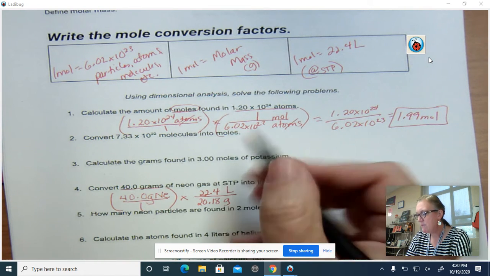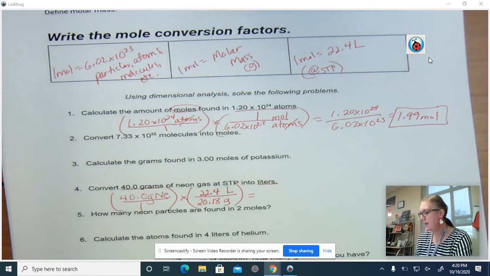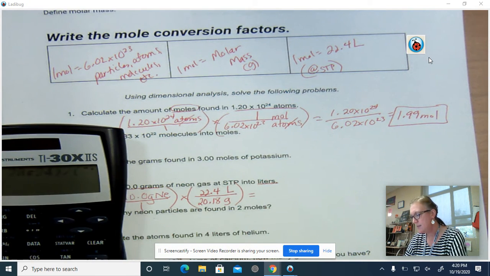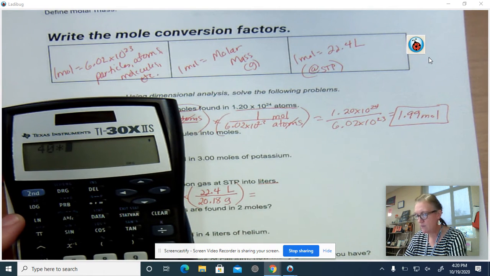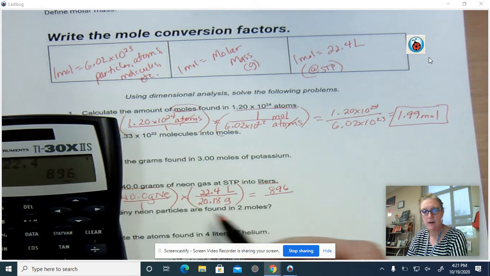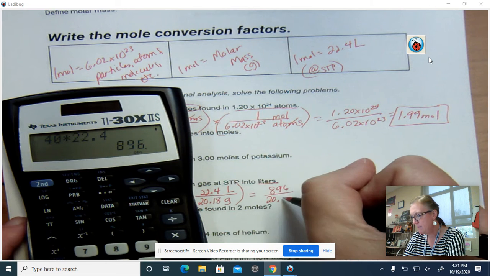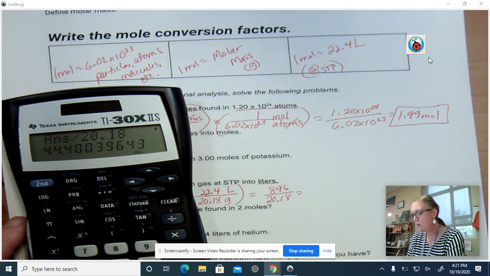All right. So here's my conversion factor I'm going to use to convert this. Now I'm just going to multiply all the numbers on the top, which is 40 times 22.4, and I got 896. That goes on top, divided by everything you multiply on the bottom. So 1 times 20.18, sorry. Then I'm just going to divide 896 by 20.18.